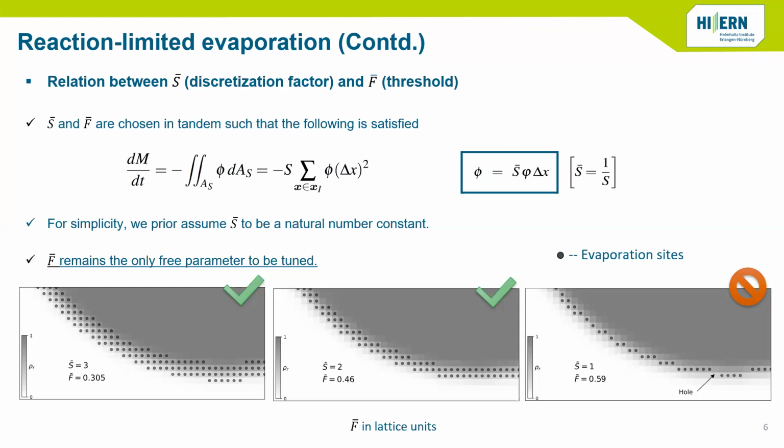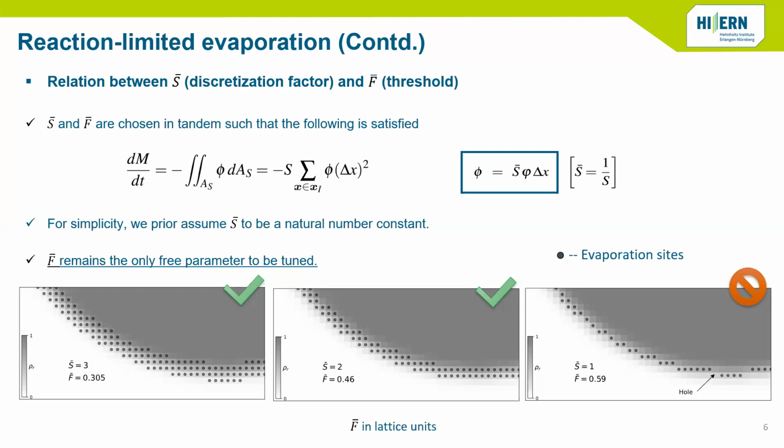To make things easier, I told you earlier, this thing is essentially a real valued constant. Doesn't matter. I assume it to be a natural number constant. And I just tune the value of the threshold, that is this sum, so that both of these things become equal. To be honest, the threshold is the only free parameter you need to worry about.